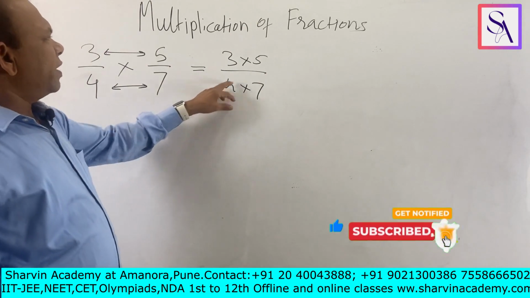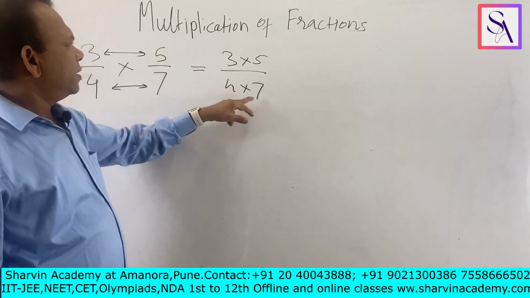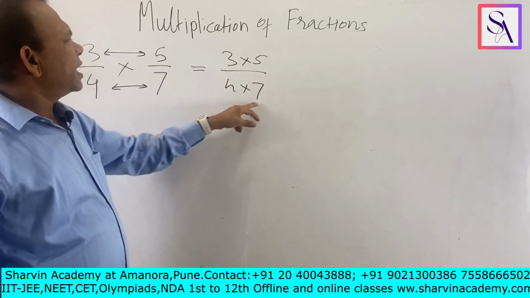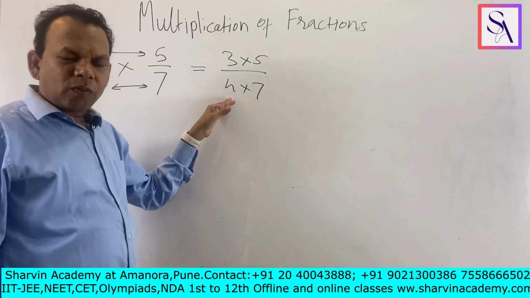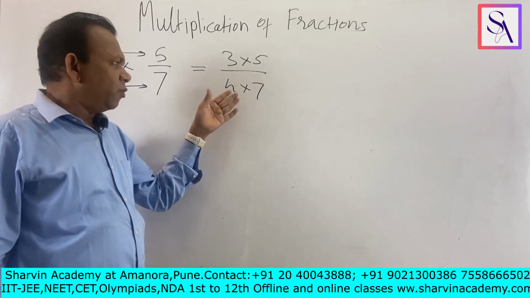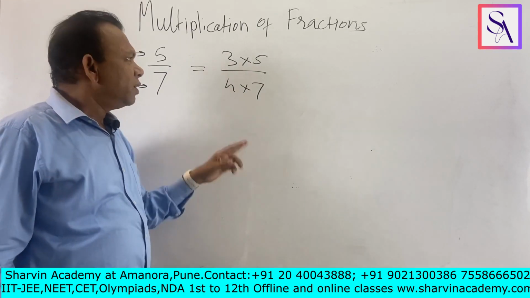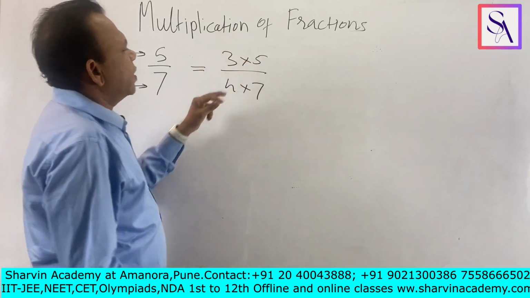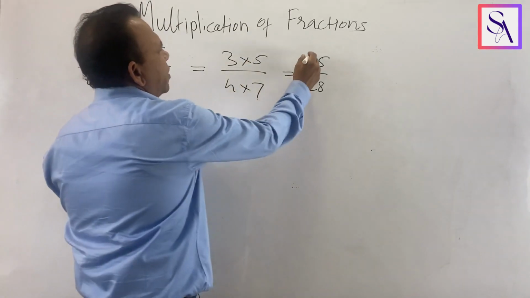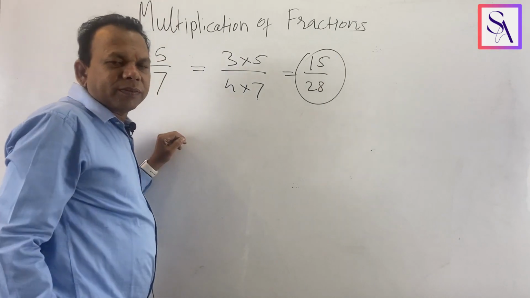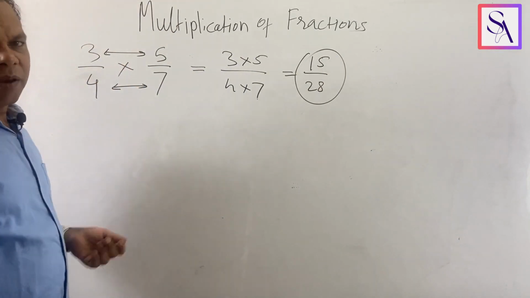Before that, if anything is getting cut, you just cut it. Nothing is getting cut here. What I am trying to say, you will understand in the next example. So 3 into 5, 15. So 15 by 28 is the answer. Right? So we'll take another example.